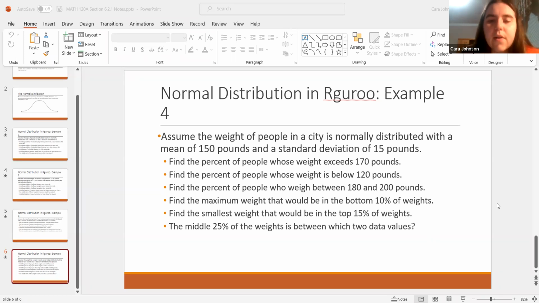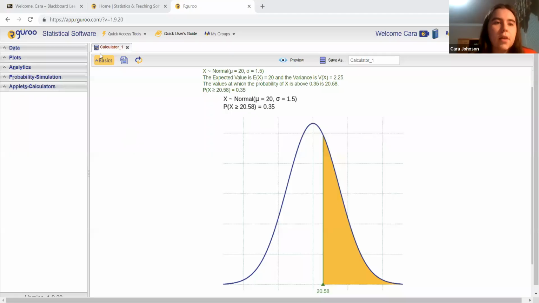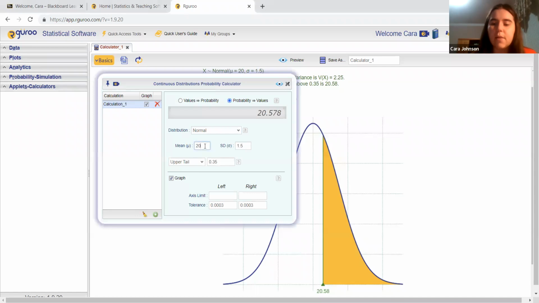Assume the weight of people in a city is normally distributed with a mean of 150 pounds and a standard deviation of 15 pounds. We're going to answer all of these questions. Once again, percent is the same as proportion or probability. So they all mean probability. So let me go back to our Rguroo here. I'm going to go under basics again and edit what I have. So we were told that we had a mean of 150 and a standard deviation of 15.